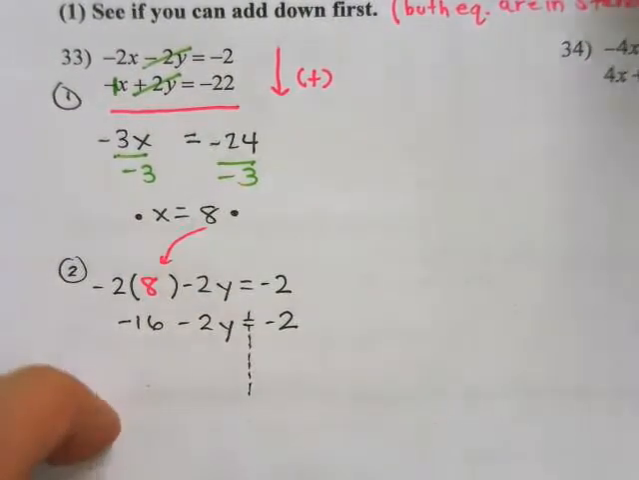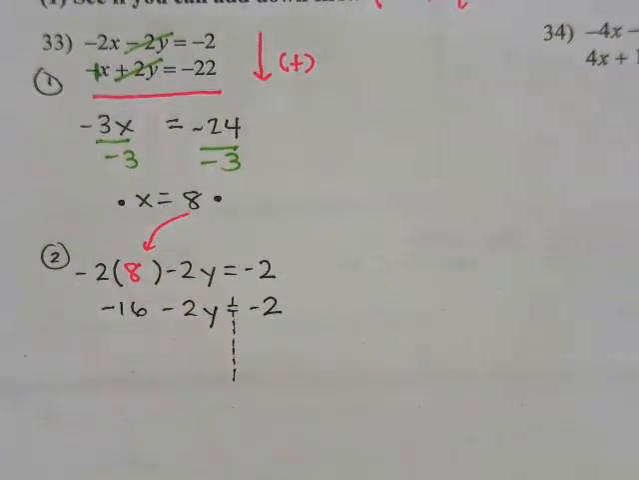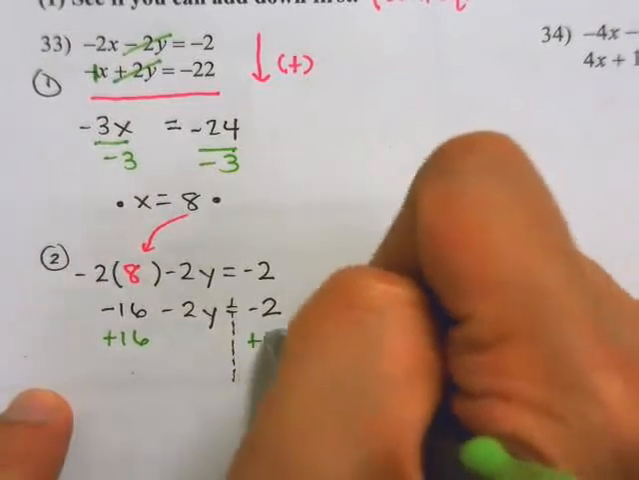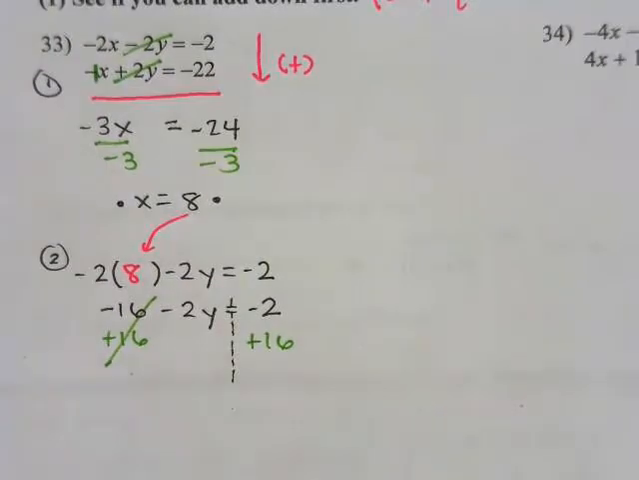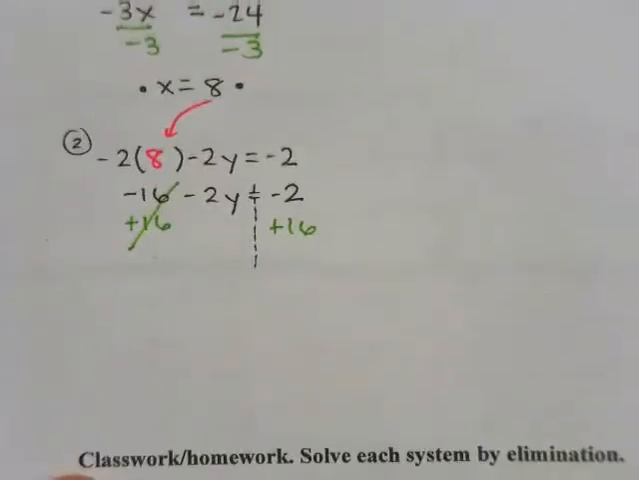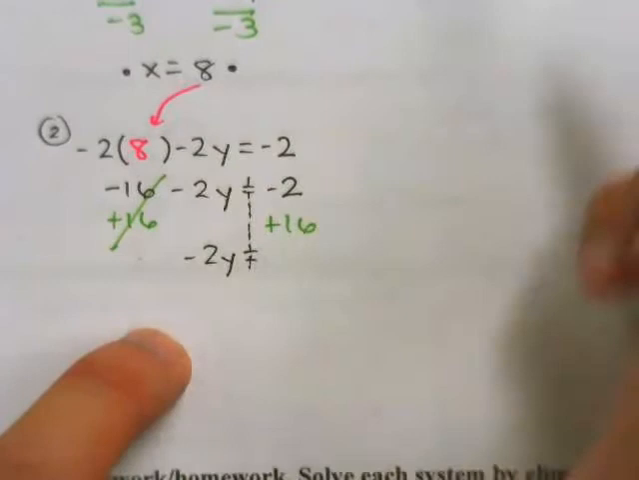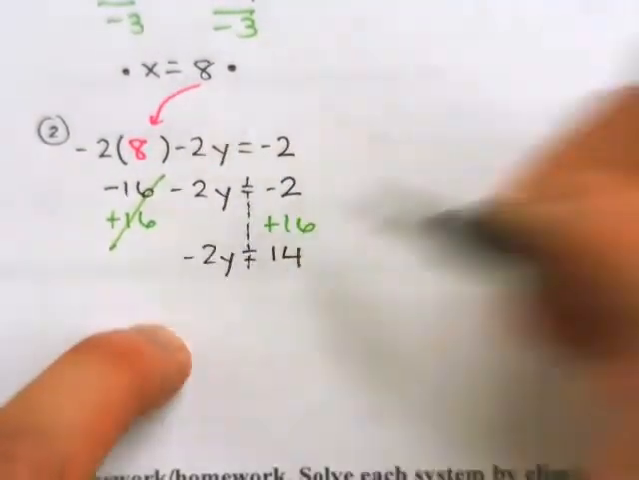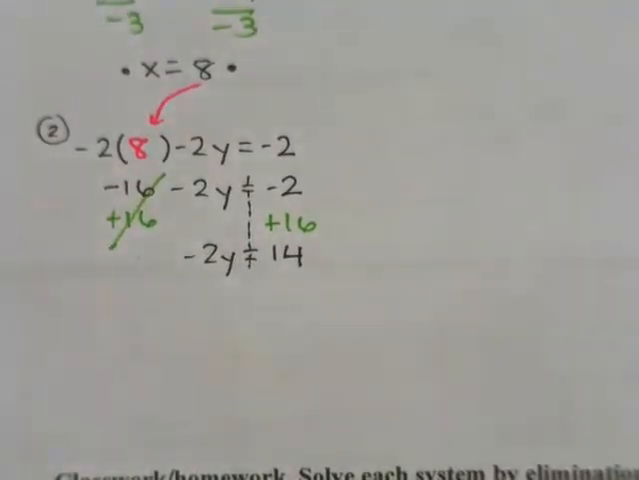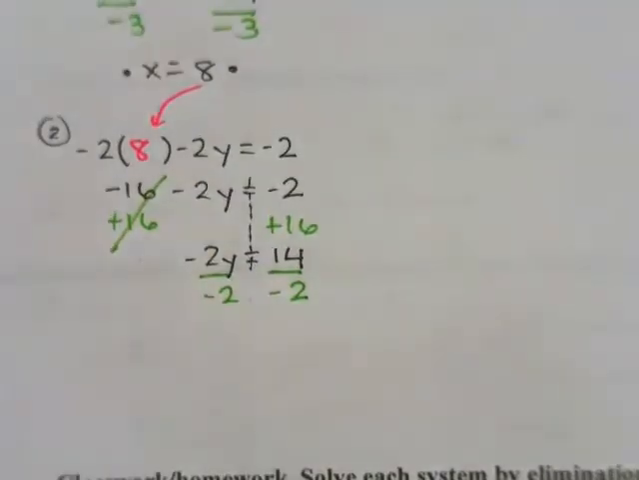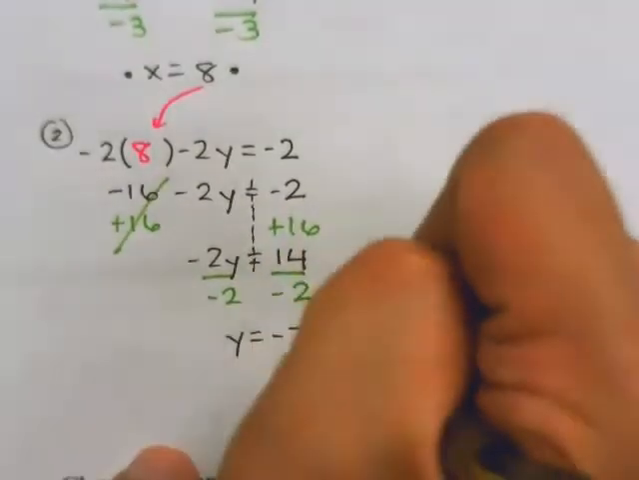Okay. Tell me what to do next. Add 16y on both sides, yes. So that zeroes out. I'm just going to move this up. Negative 2y is equal to, negative 2 plus 16 is 14. 14, okay. Divide both sides by negative 2. Y is equal to negative 7.